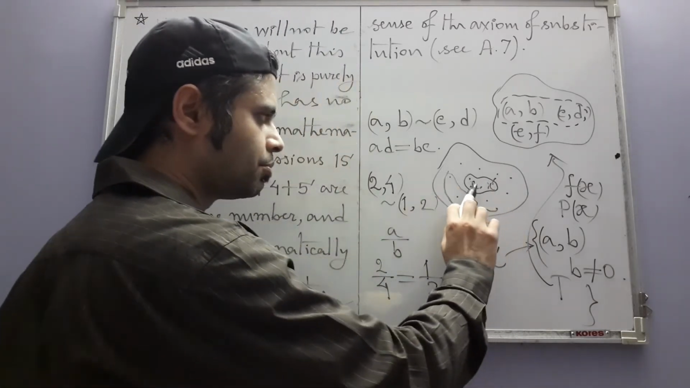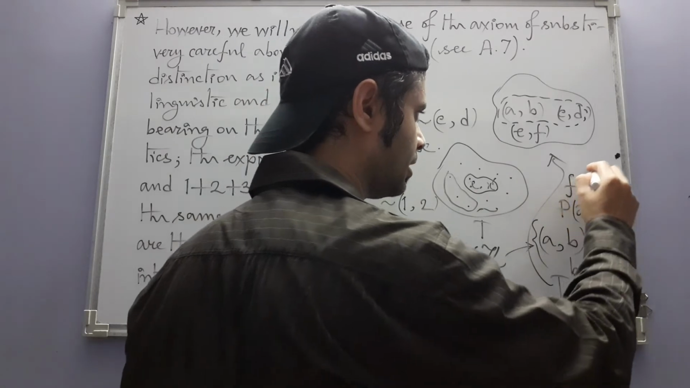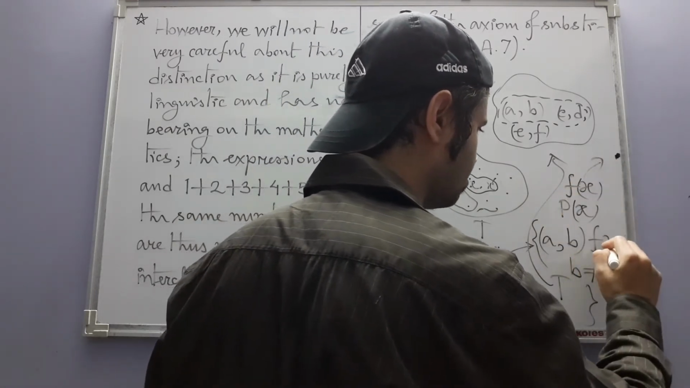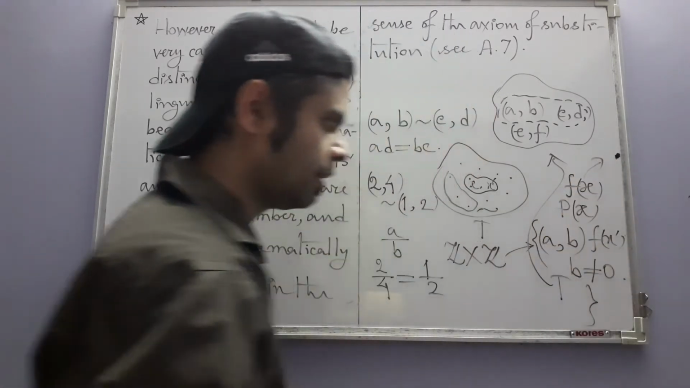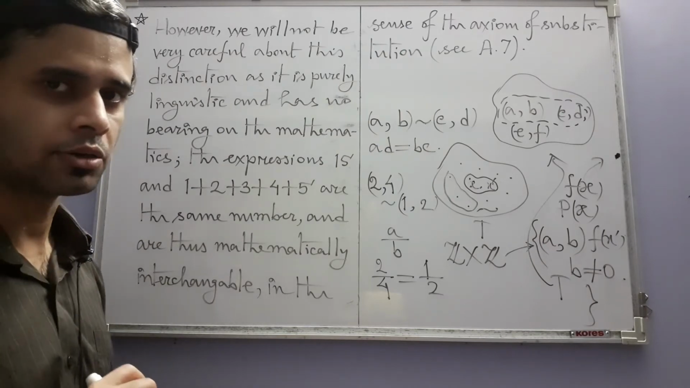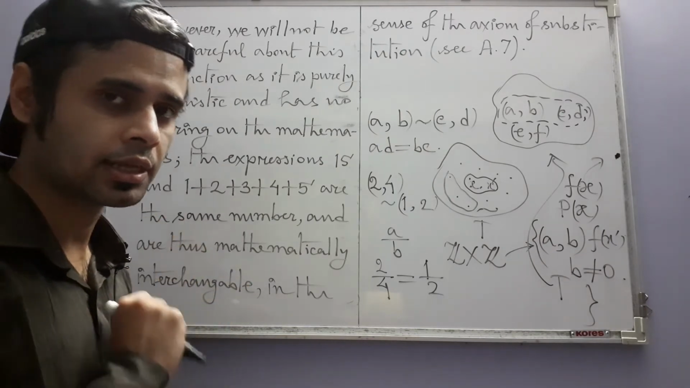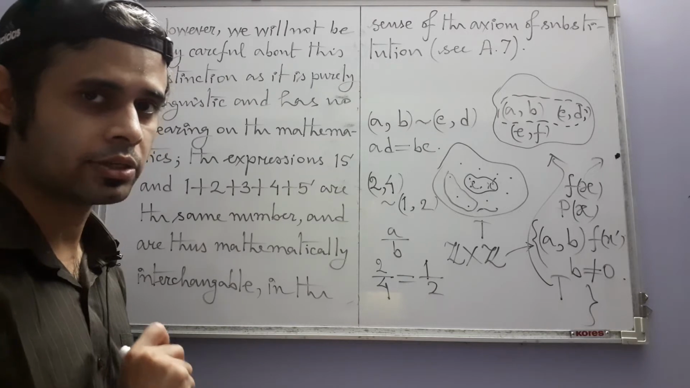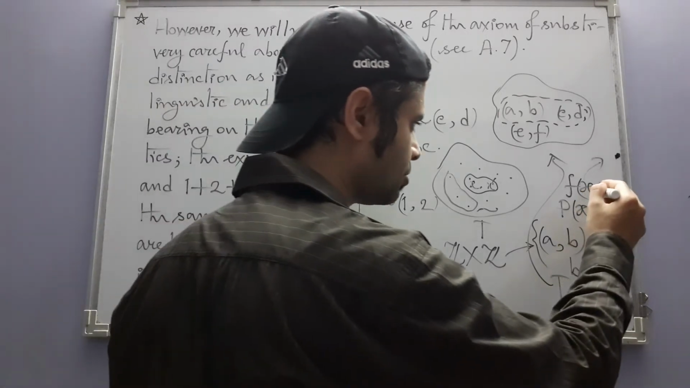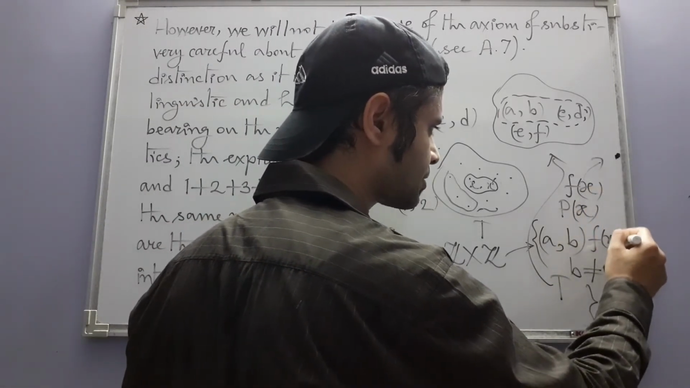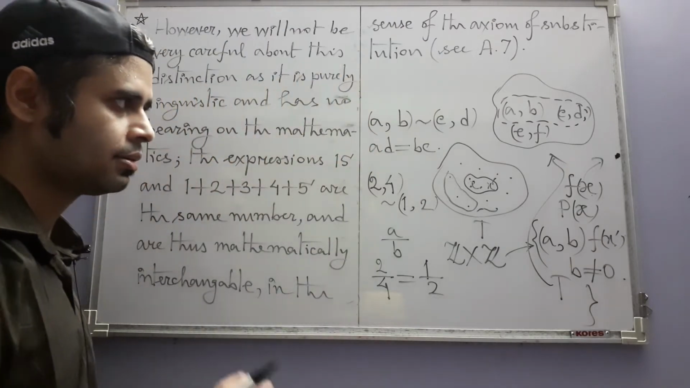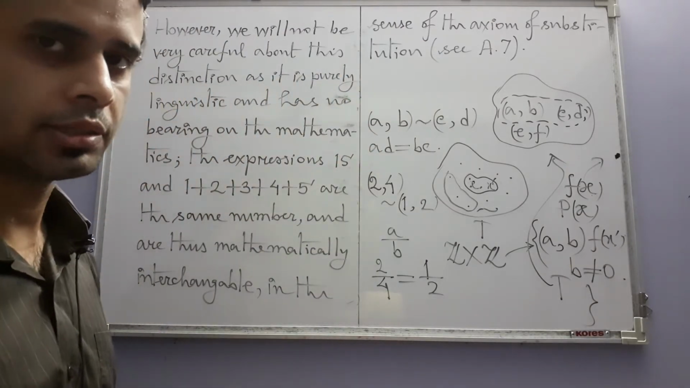So if you put x here in the function, you will get an output. If you put that x prime, you will get another output. These two outputs should be the same. Okay, that is the axiom of substitution. You should be able to substitute x prime in place of x and not affect the result.